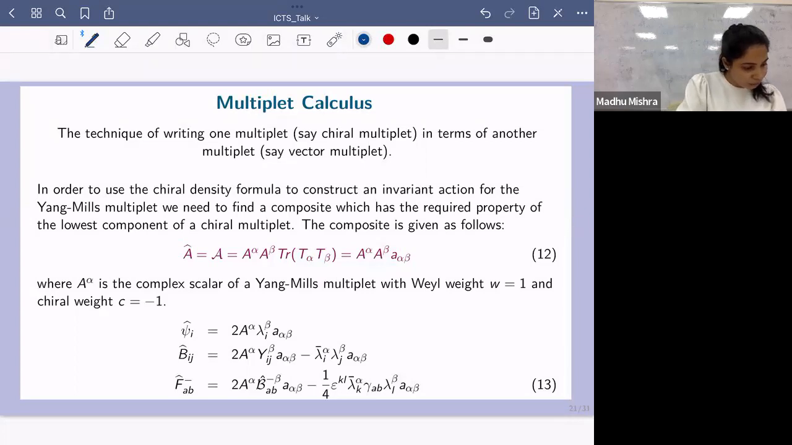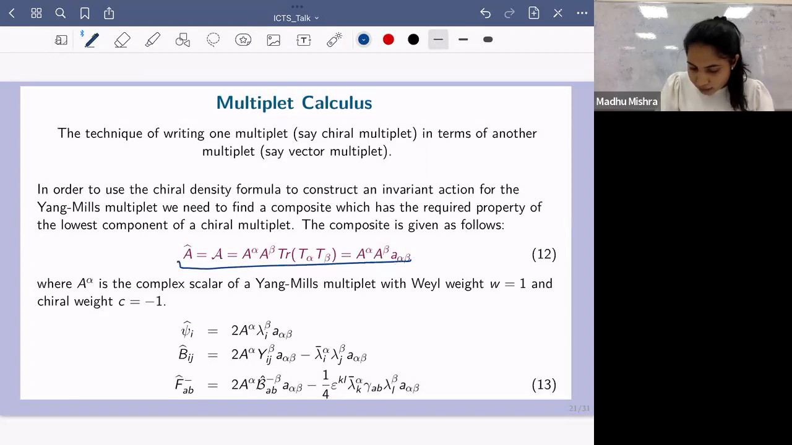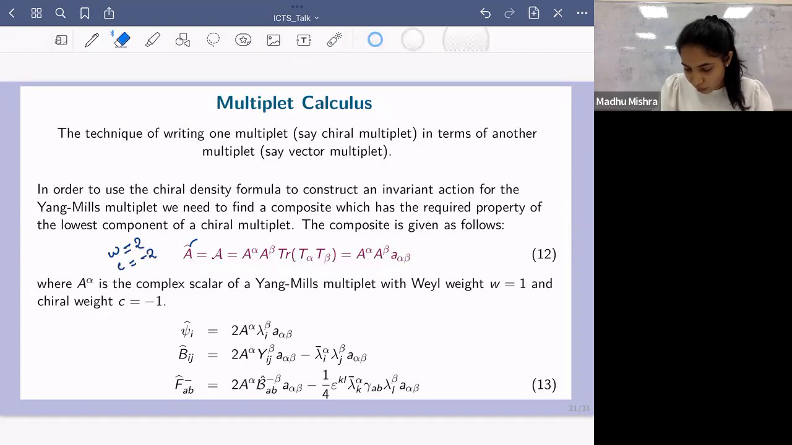So what we need to do is find a composite constructed out of Yang-Mills fields, which has all the required property of the lowest component of the chiral multiplet. So basically, this is what we have done here. This is the lowest component of the chiral multiplet. It has Weyl weight 2 and chiral weight -2, and we have constructed a composite out of the Yang-Mills multiplet.